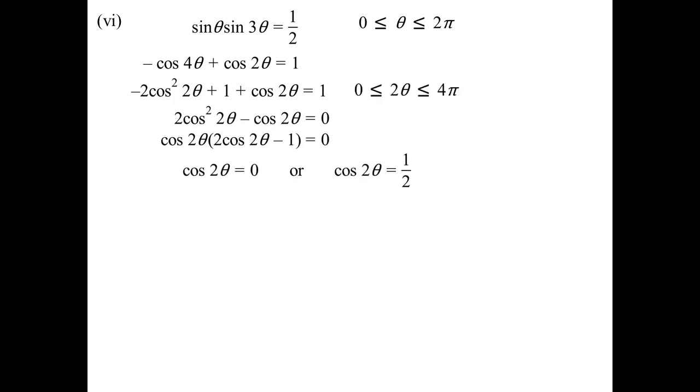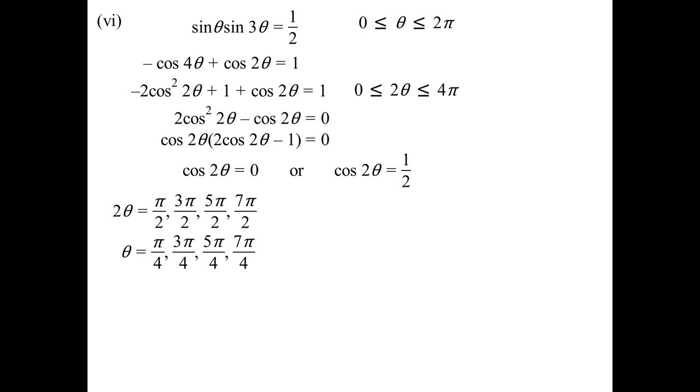Product to sums. Sine must have come from the compound angle cosine, because it goes cos, sine. Okay, so we have minus cos 4 theta plus cos 2 theta. The cos 4 theta I can now change using double angle, and I've now got all the angles as 2 theta. It's quadratic, but now that I'm talking about 2 theta, I'm going between 0 and 4 pi, going around twice. So cos 2 theta is 0, or cos 2 theta is a half. Well, 2 theta, for our first possibility, we get pi on 2, 3 pi on 2, 5 pi on 2, 7 pi on 2, which divided by 2 gives me those 4 possibilities.